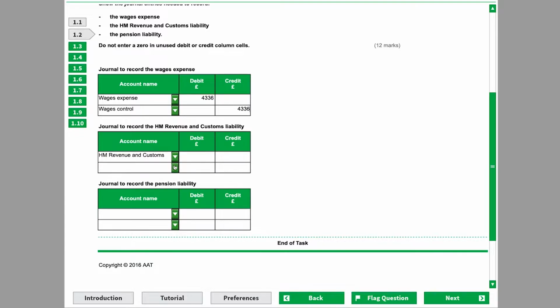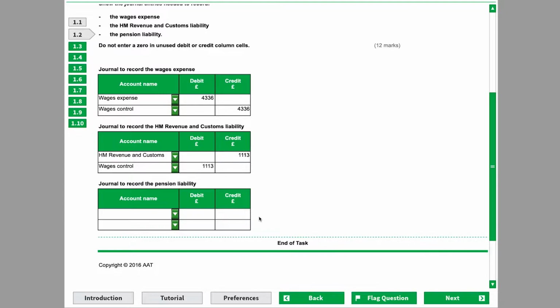So we'd have the HMRC and we'd have the wages control. Now what we'd do is we would credit HMRC for that full value, so 1,113, and debit the wages control, again for 1,113. The last journal then is to record the pension liability.